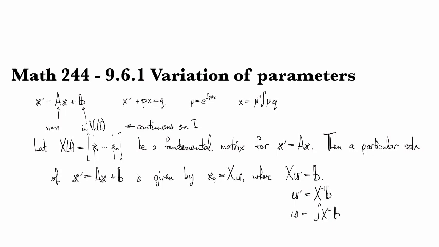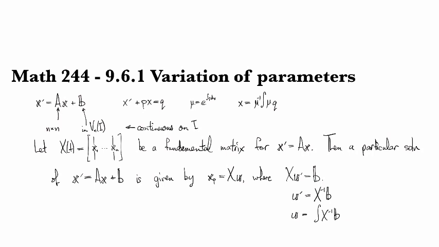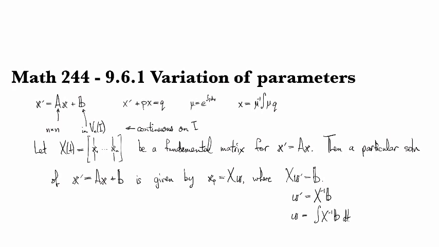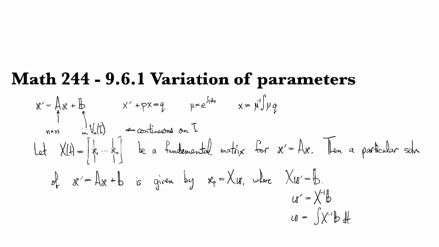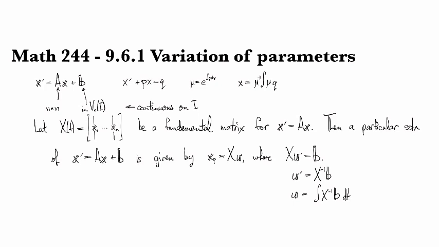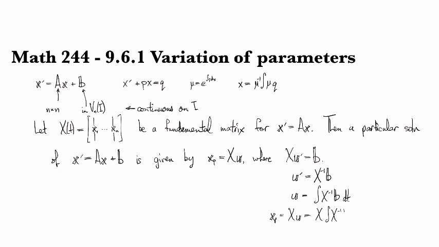And I know it looks weird seeing a matrix inside an integral like that, but actually let me call that GT. But keep in mind, you integrate a matrix the same way that you differentiate it. Namely, you just integrate each entry individually, so that there's really nothing to it. And then our solution xp is supposed to be x times u. So then xp is going to be x times u, so that's going to be x times the integral of x inverse b dt.